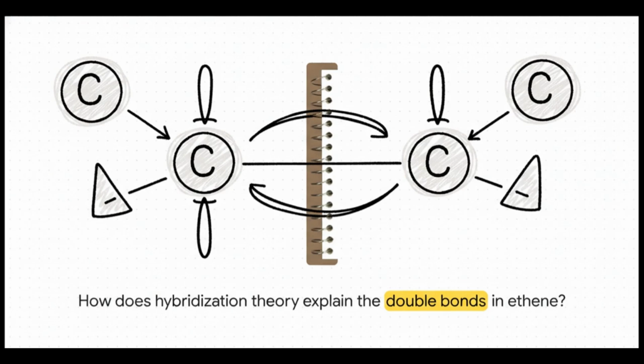So, the next big challenge is a molecule like ethene. It's got a carbon-carbon double bond. Our sp3 model was perfect for 4 single bonds, but that's not going to work here. To get a double bond, we're going to need a different hybridization recipe.